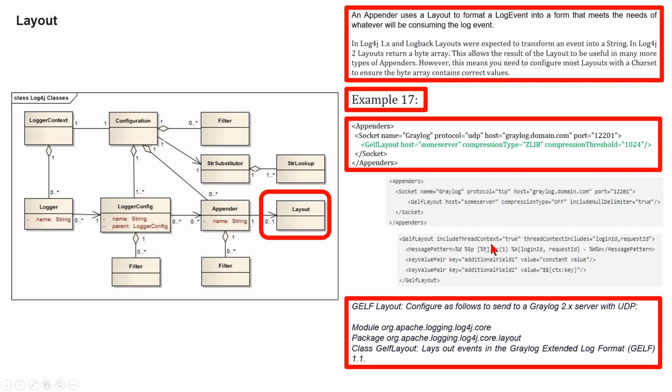Include thread context: boolean, whether to include thread context as an additional field, optional, default is true. Thread context includes: string, a comma-separated list of thread context attributes to include when formatting the event. This attribute only applies when include thread context is true. If the thread context excludes are specified, this attribute will override them. Thread context fields specified here that have no value will be omitted.